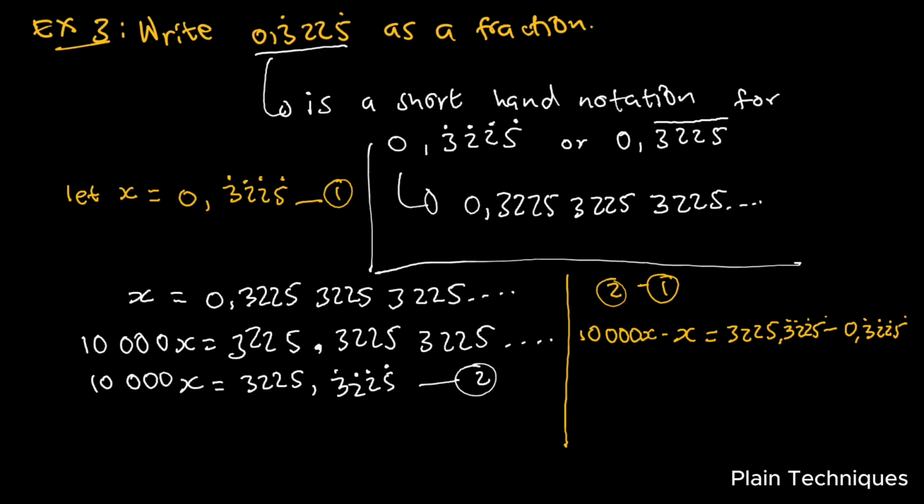All right. Now, what do I need to do? I need to simplify. Okay. So 10,000 minus 1 will be 9999x. So this side I will have 3225. Okay. Now my answer will be 3225 divided by 9999. Right?